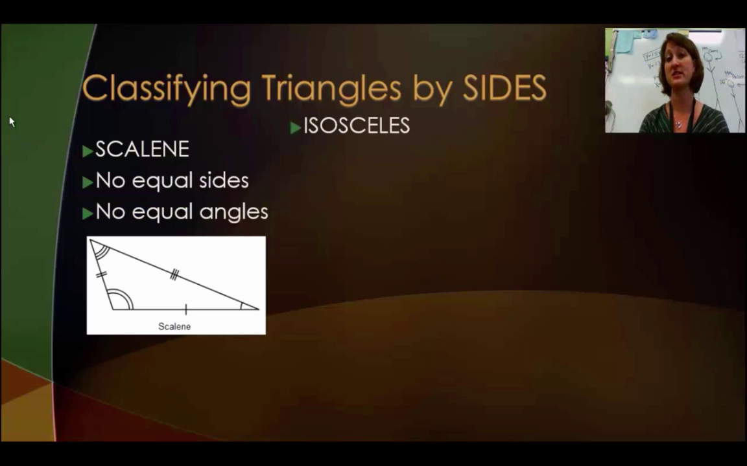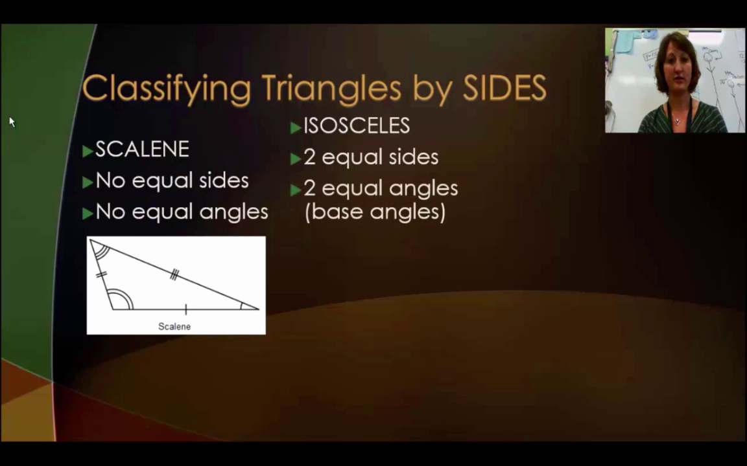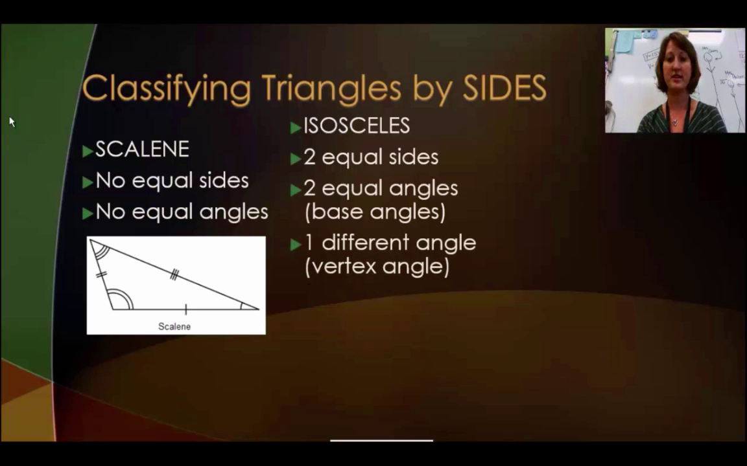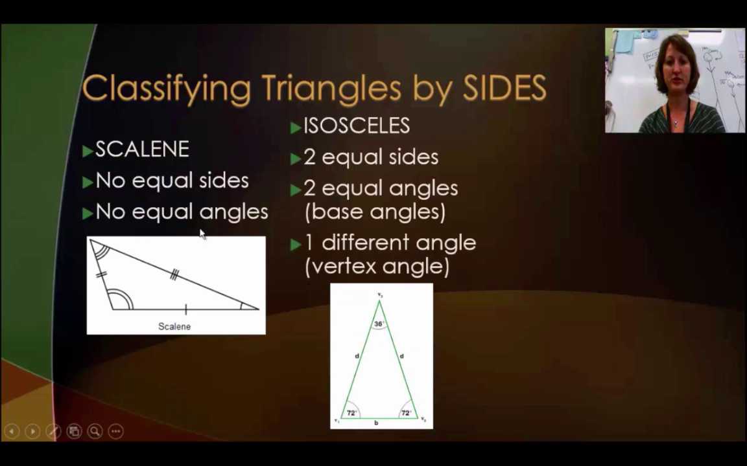Second type would be the isosceles triangle. Isosceles triangle has two equal sides and two equal angles. The angles that are the same are called the base angles, and the angle that is different is called the vertex angle. And again, we have a picture. So we have two base angles that are 72 degrees and a vertex angle that is 36 degrees.